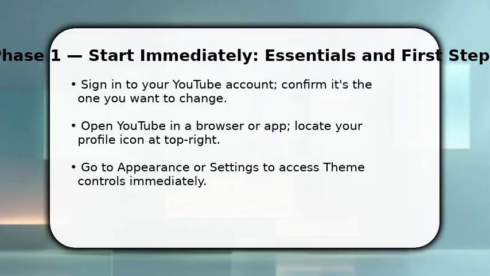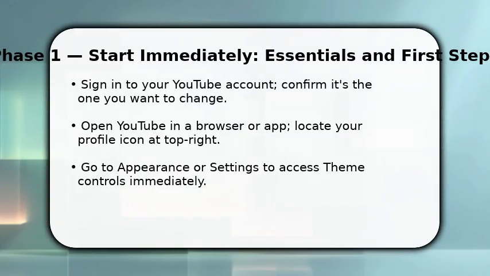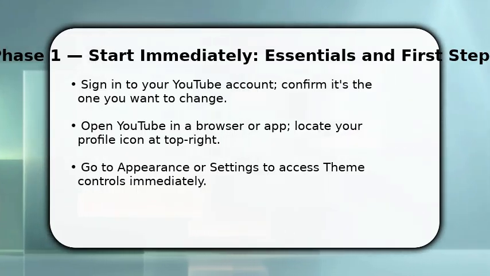You're signed in and ready. Open YouTube and tap your profile icon at the top right. Once done, choose Settings, then Appearance. This is where Themes live. Make sure you're on the correct account because themes apply per account.